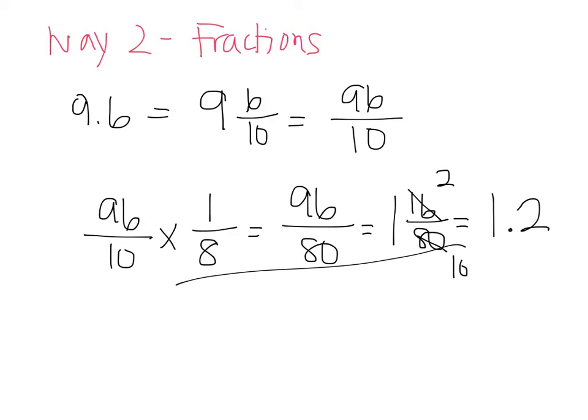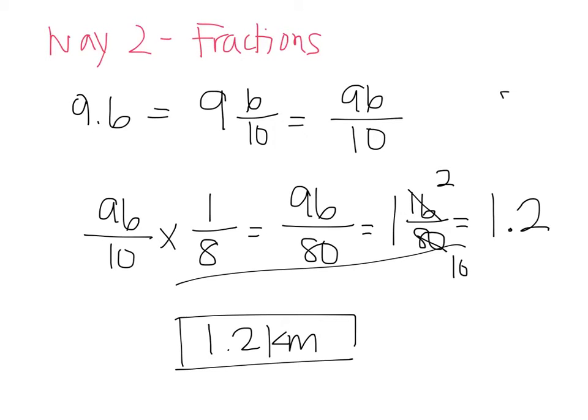Okay, so we have 1.2, and the question was asking us how long was the track, right? So our answer should be 1.2 kilometers. Okay? So we learned 2 ways in which you could divide and get an answer, your quotient, in terms of dividing by a whole number.